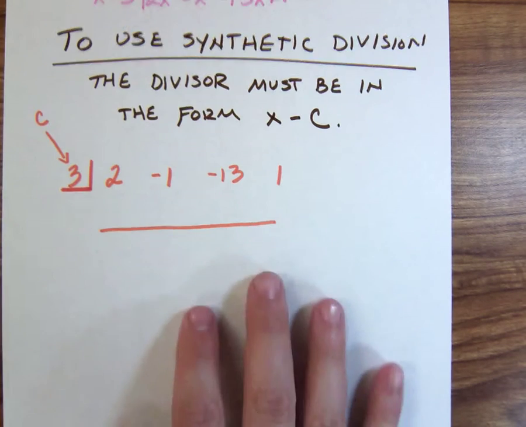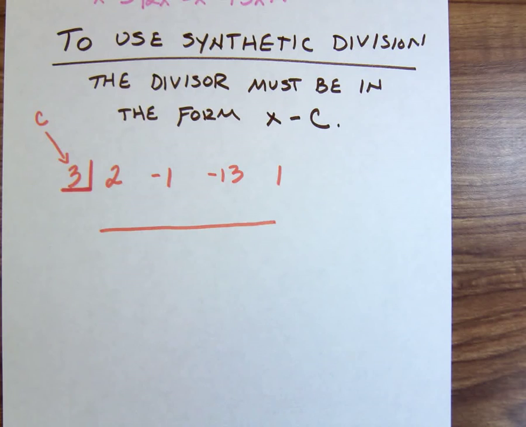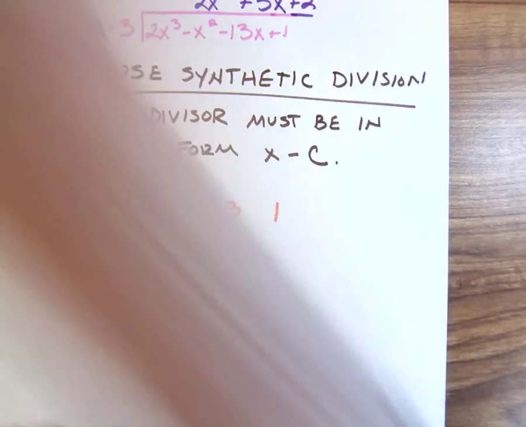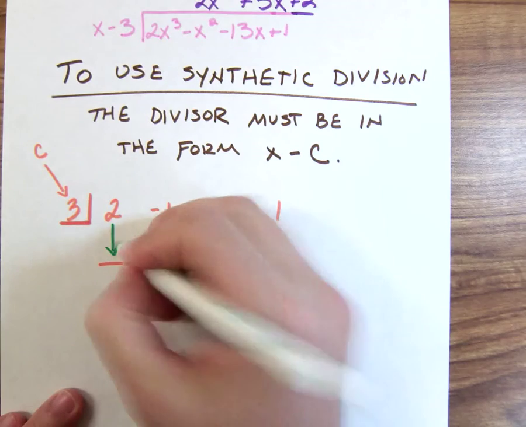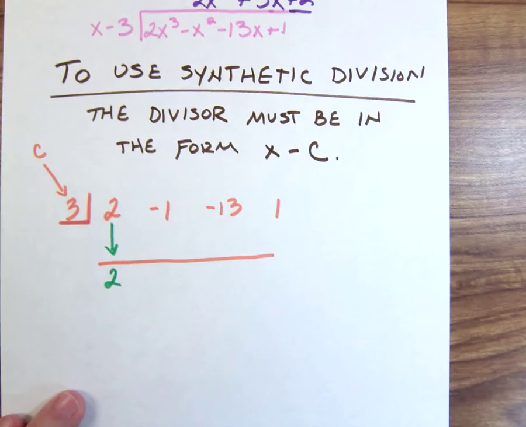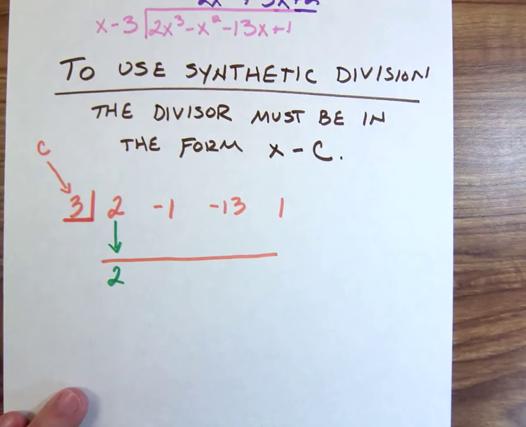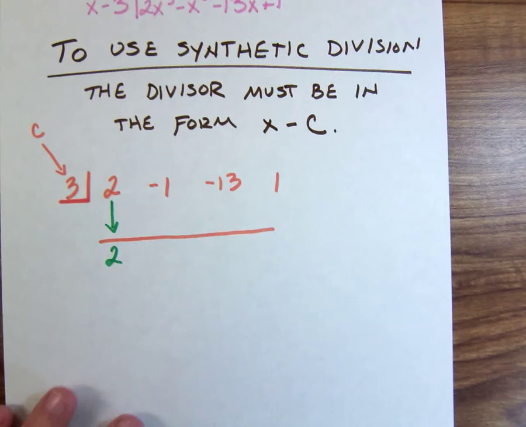Okay, so here's how synthetic division works. It works the same way every single time. Step number one is you take this first number, the 2, and you just bring it straight down. I know it looks like I'm doing witchcraft right now, but once you see it a couple of times, it's going to come very naturally to you.